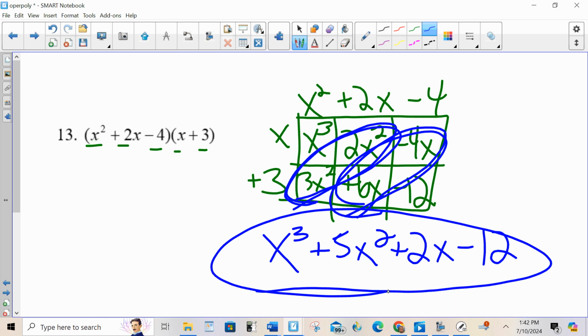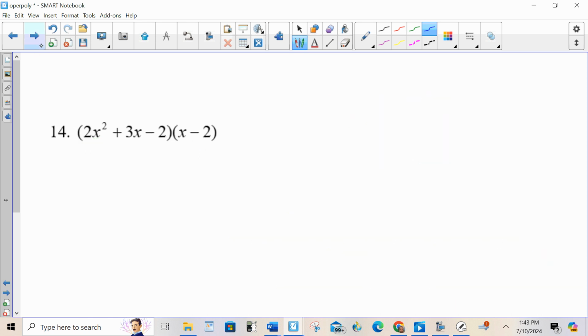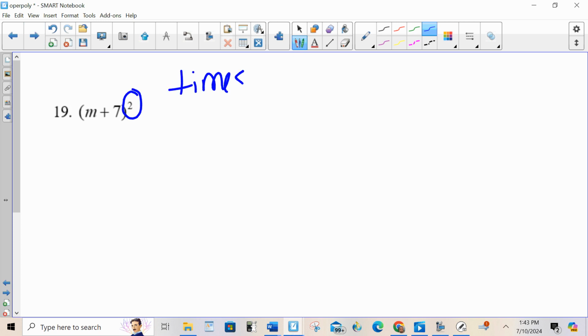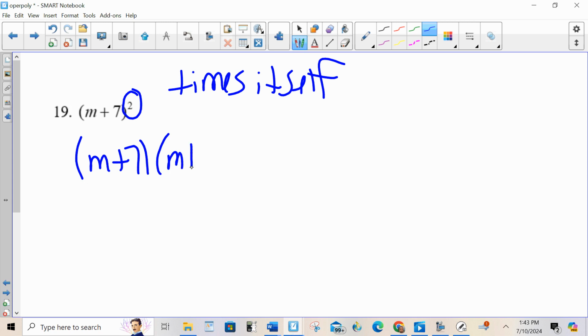A very, very important application, probably what you're going to see more so in this course other than what we just did. This is more Algebra 1, but what you will see incorporated into other bigger problems is this right here, a binomial squared. Well, what does squared mean? Squared means times itself. So to do m plus 7 squared, that's m plus 7 times m plus 7.